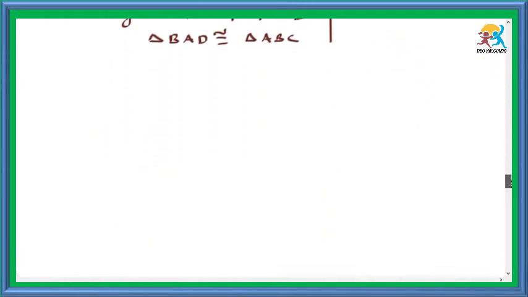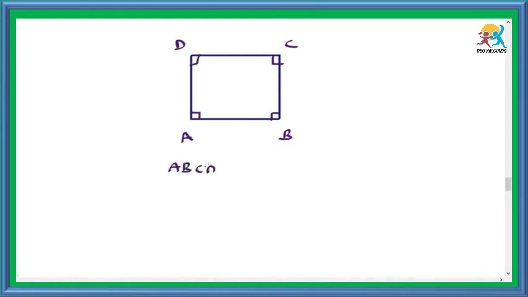And we take one more. Observe this. ABCD. Here one angle is 90 degrees. So all the angles will be 90, 90, 90. ABCD is a rectangle. In this rectangle, if the adjacent sides are equal, then it will become a square.